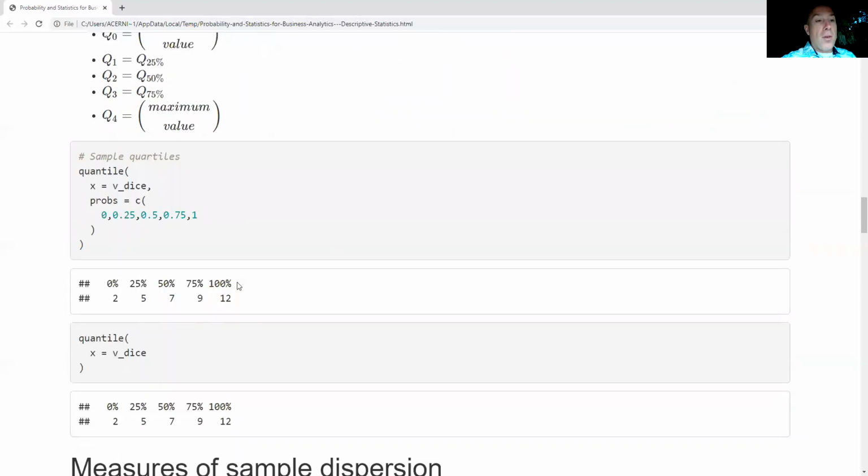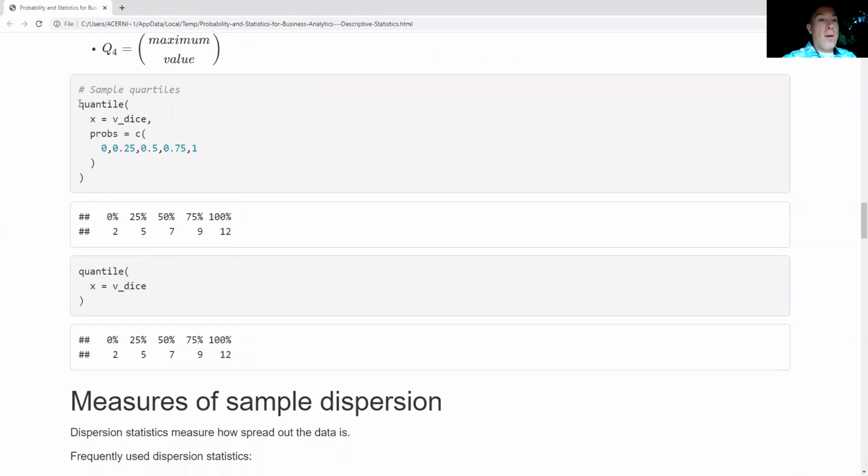If I want the quantiles, I use the quantile function, and if I want the quartiles, I use the same function. I just have to specify the proportion of the data I want less than or equal to each point. Here we can see that 2 is our minimum value, 25% of our data is less than or equal to 5, 50% is less than or equal to 7, 75% is less than or equal to 9, and 12 is our maximum value.